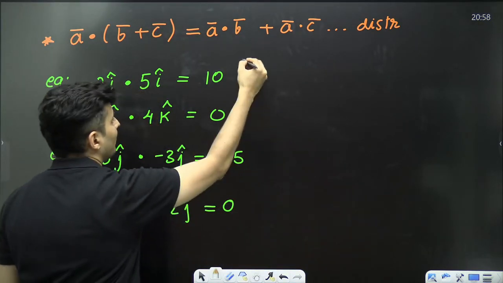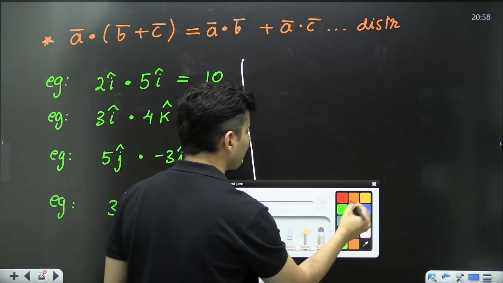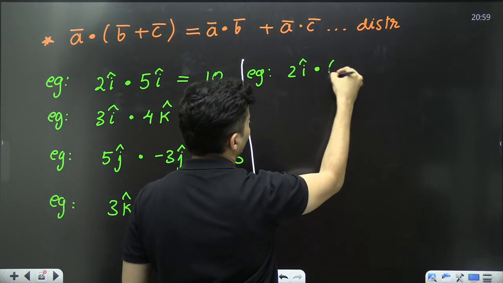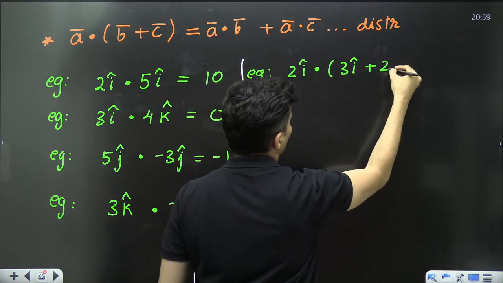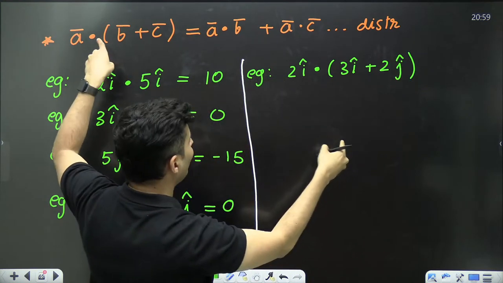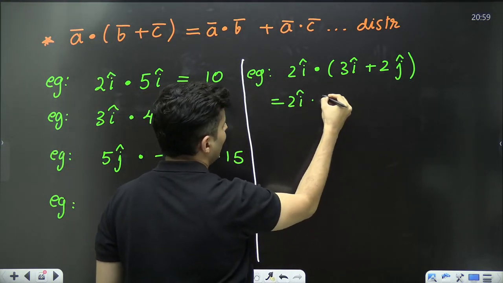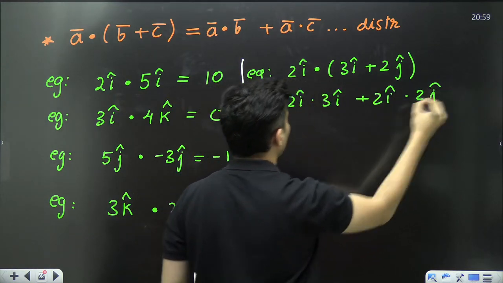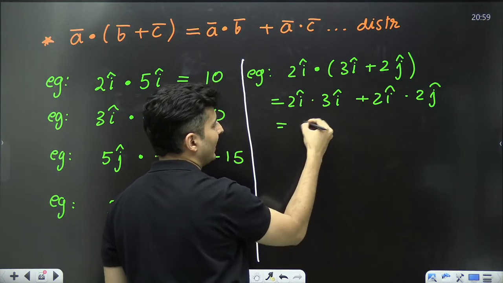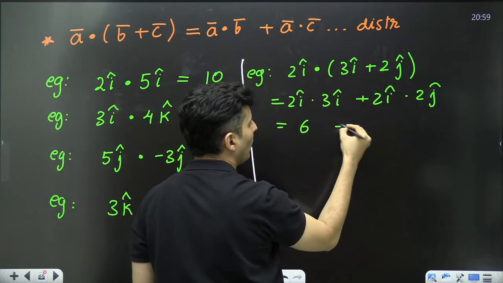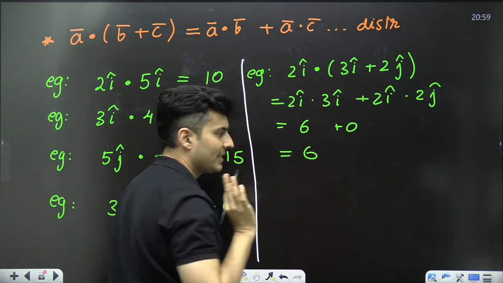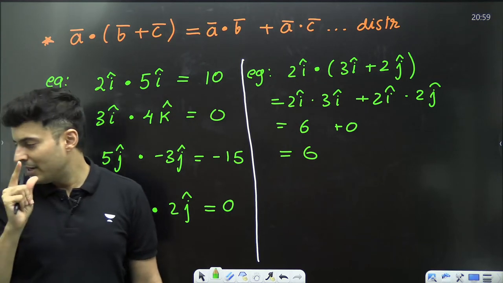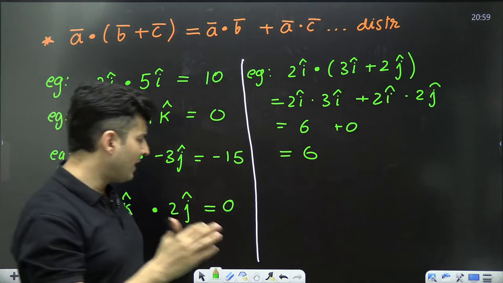Right? Now, let's go a little bit further. Imagine, I give you another example. 2 I cap dot 3 I cap plus 2 j cap. Distributive law. So it will be 2 I cap dot 3 I cap plus 2 I cap dot 2 j cap. 2 threes are 6, I into I is 1, I into j is 0. So the answer for this is just 6. That's all. Everybody with me? Very good.